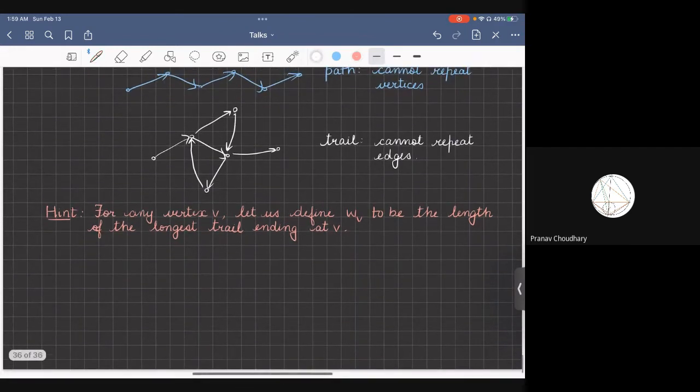Note that it suffices to show that the summation of w of v is at least n times n minus one. Because then by the pigeonhole principle, at least one of them will be at least n minus one. It's somewhat similar to the idea of the other theorem, where to each index we assign a pair of numbers. If you've seen the idea before, you could use this hint anyway.